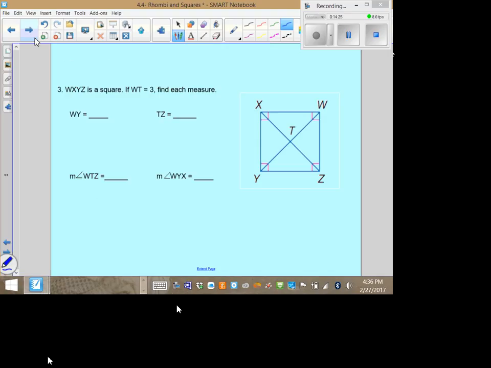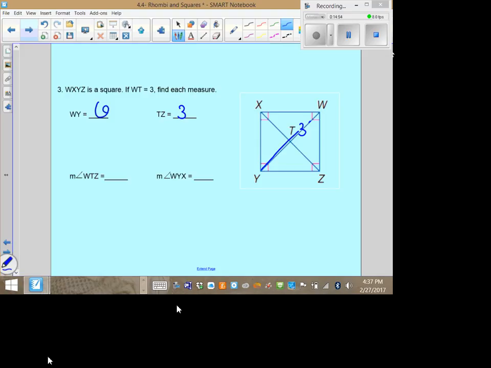Our last example here: WXYZ is a square. If WT equals 3, we need to find each measure. For WY, remember that the diagonals are going to be congruent, so this is going to be 2 times 3, or 6. For TZ, if the diagonals are congruent and bisect each other, then TZ is going to be 3.